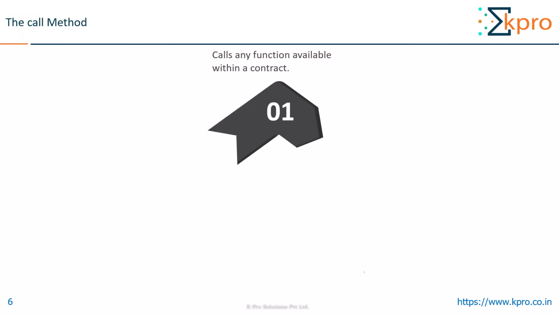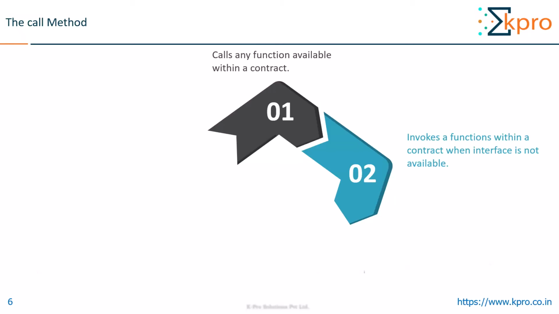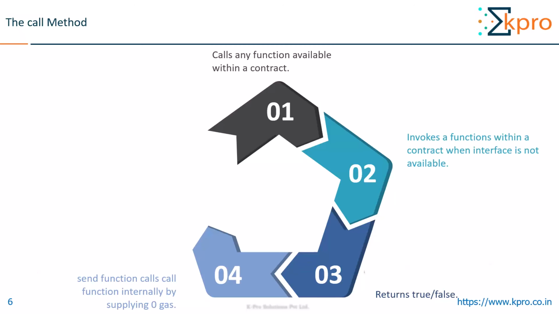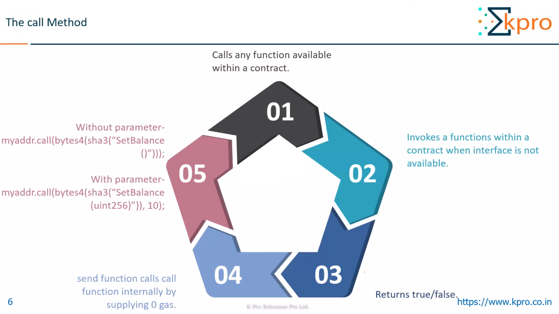Next, let us talk about the call method. This call method calls any function available within a contract, that is, the functions that we write inside a contract. It invokes functions within a contract when the interface is not available. It returns a Boolean value, that is true or false. The send function calls the call function internally by supplying 0 gas. And this is the syntax for how we write the call method. So that is all about the call method.